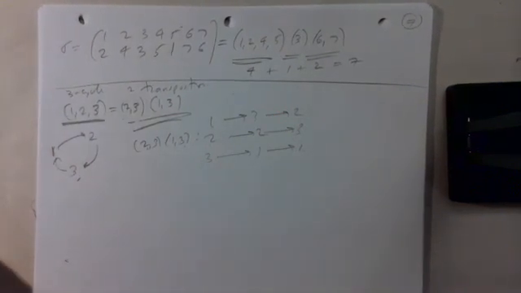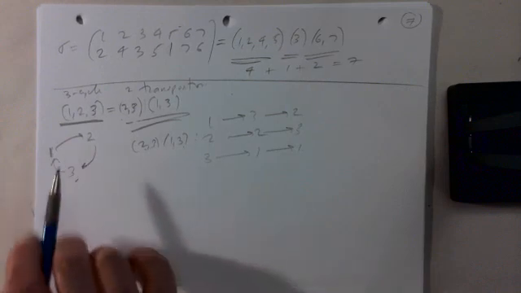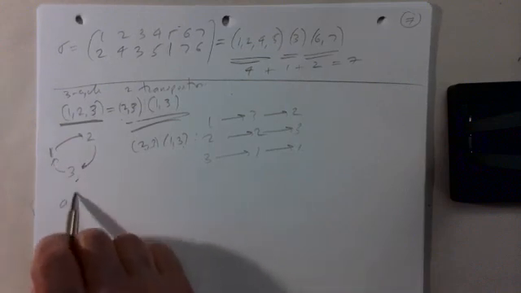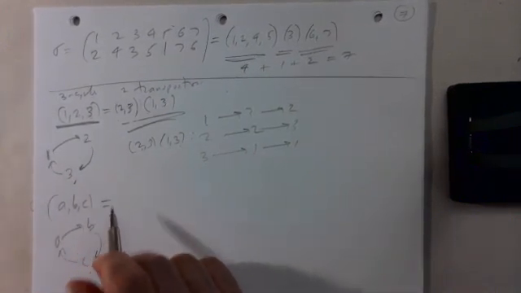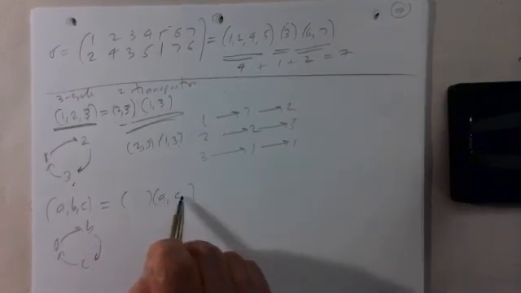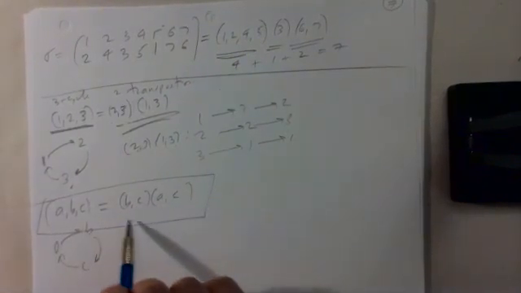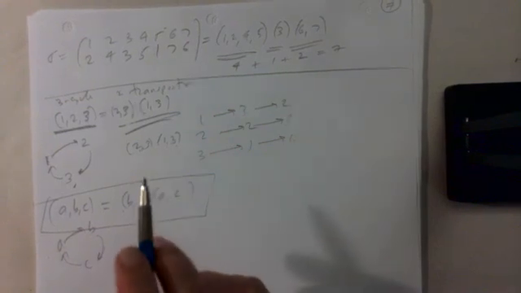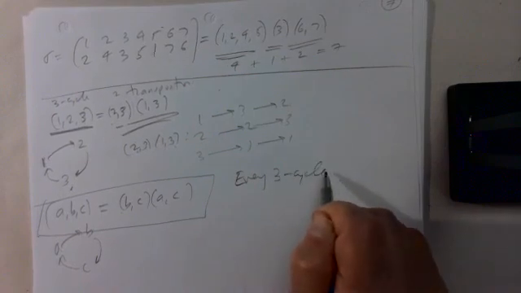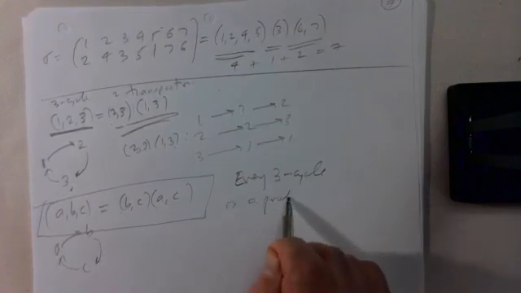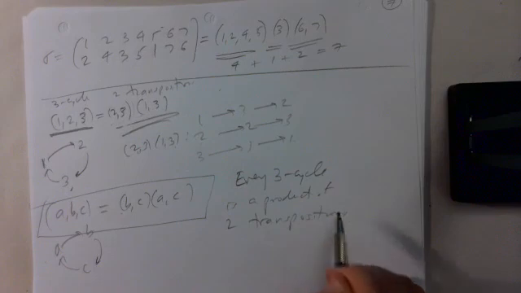So every 3 cycle can be written as a product of two transpositions. And there's nothing special about 1, 2, and 3. If I have the cycle A, B, C, A goes to B, goes to C, goes back to A, I claim this is the same as the product of the transpositions AC and BC. This sends A to B, B to C, C to A. So every 3 cycle, that's a cycle of length 3, is a product of two transpositions.